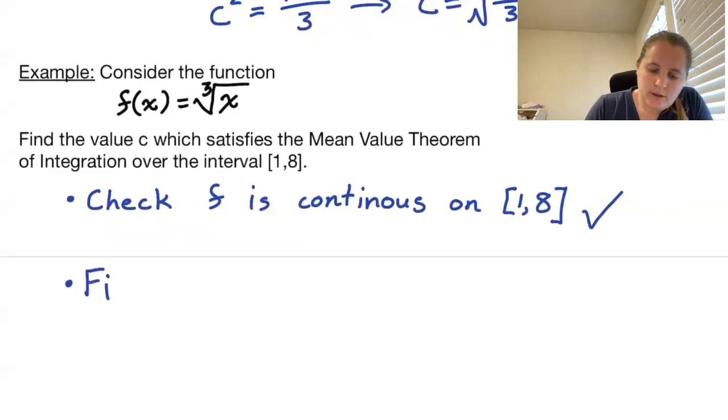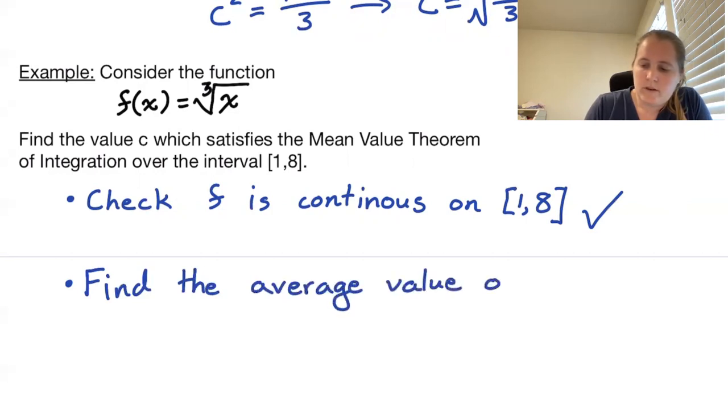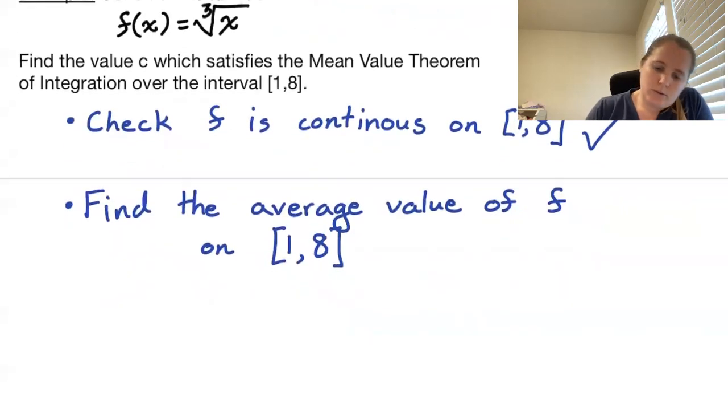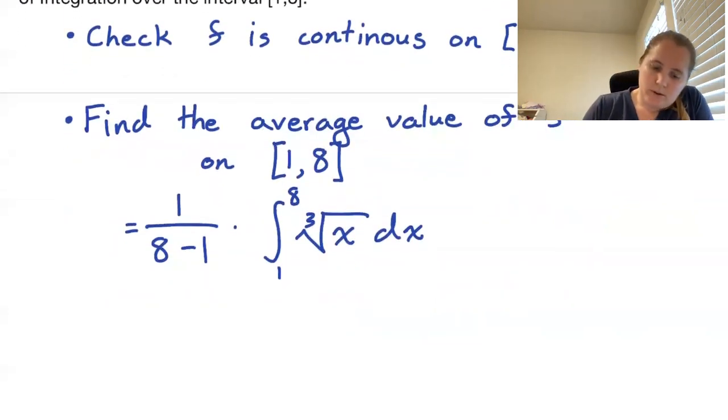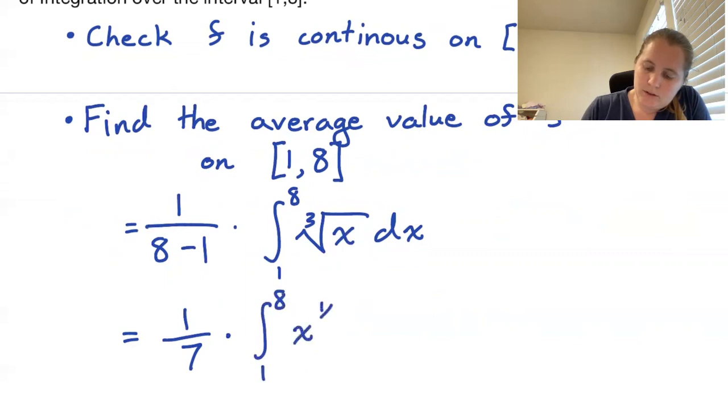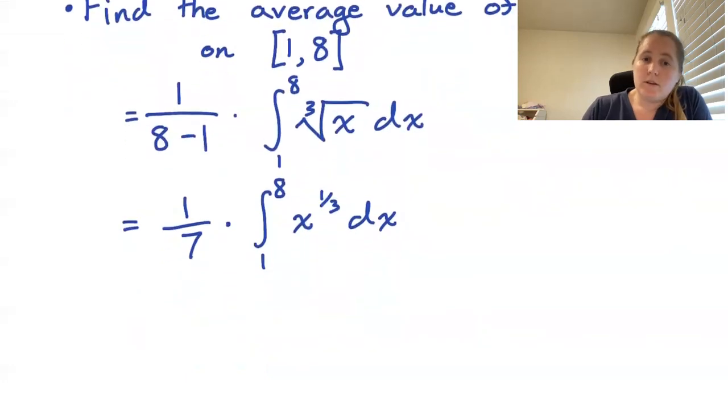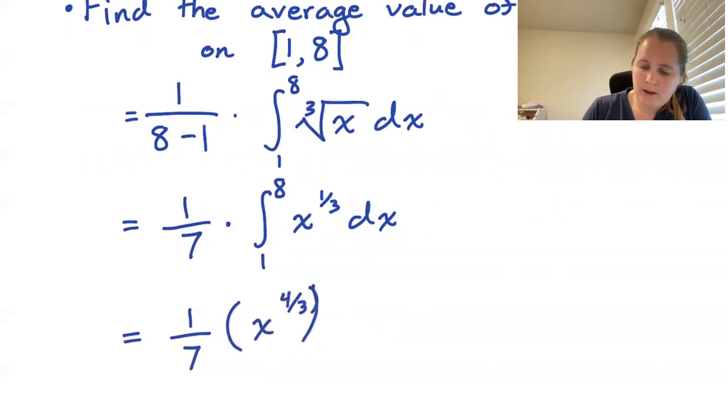Next, we need to find the average value of f on the interval 1, 8. So we do 1 over 8 minus 1 times the definite integral from 1 to 8 of the cube root of x dx. Or this is equivalently 1 over 7 times the definite integral from 1 to 8 of x to the 1/3 dx. If we integrate that, x to the 1/3 should go up to x to the 4/3, and then we would divide by 4/3, evaluate from 1 to 8.